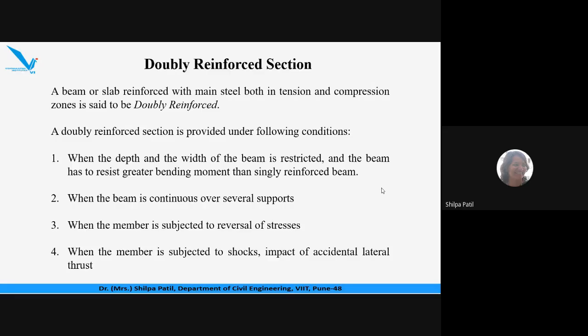The second situation is when we have to design a beam which is continuous over several supports. In MOS 1 or MOS 2, you have learned about the types of beams: simply supported beam, cantilever beam, overhanging beam, and also the continuous beam. Have you studied the analysis of continuous beams, for finding the bending moments?